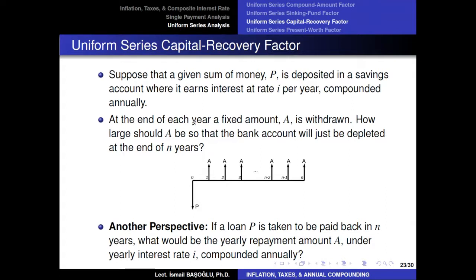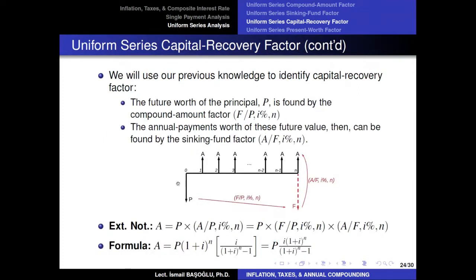So let's try to solve this problem. So how can we relate the uniform series and the present value? Okay. Now, what we are going to do is we will use our previous knowledge from the previous parts of this course. We have studied the single payment analysis. We have studied half of the uniform series analysis. So we know the compound amount factor now. Now, we are going to relate the present value to the annual payment sizes.